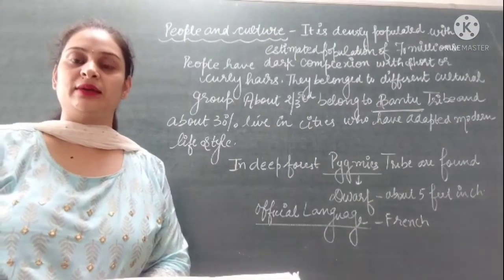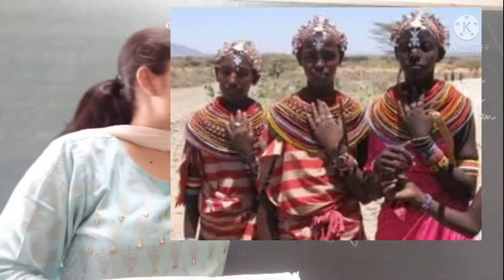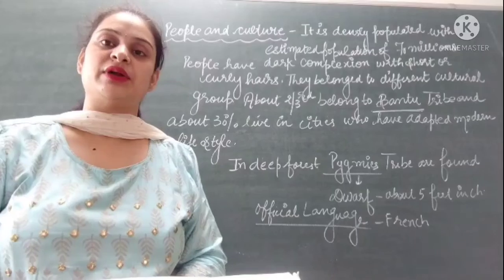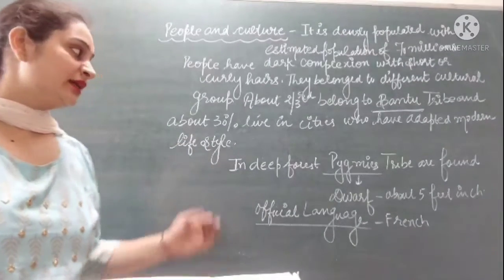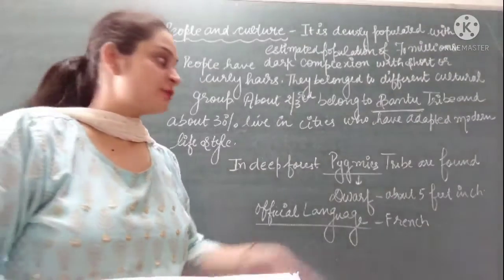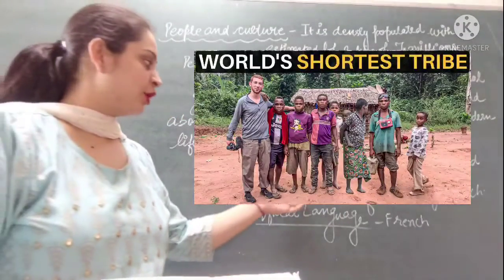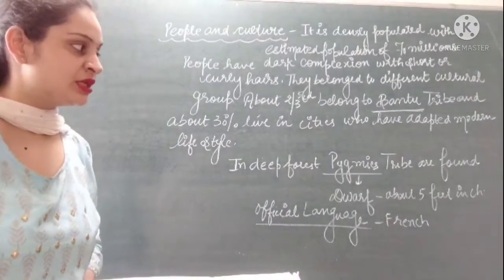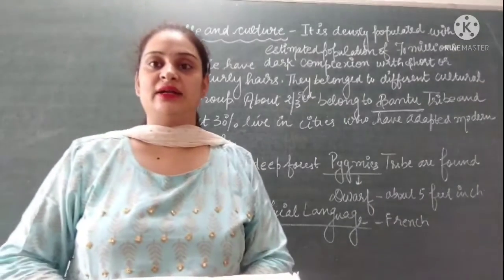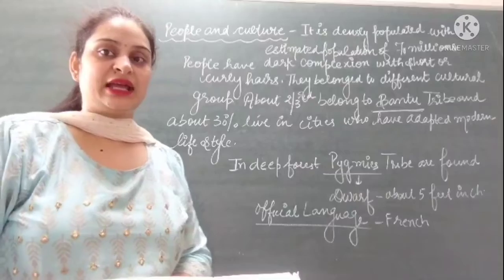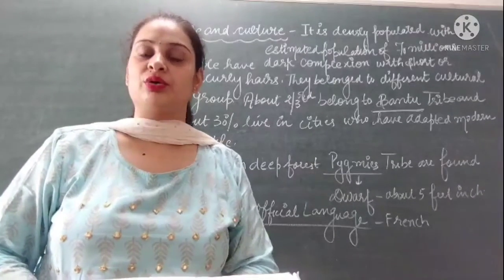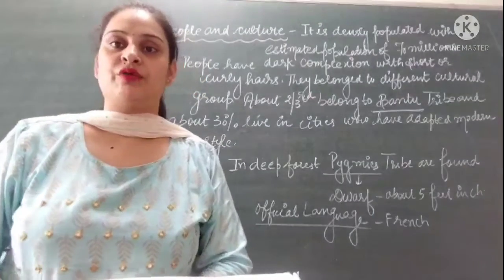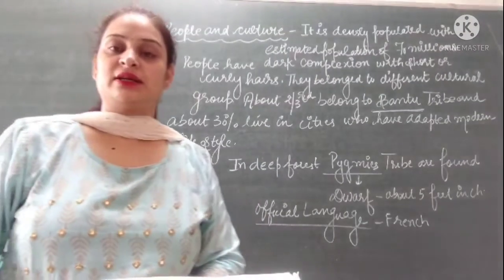About 2/3 of the people here belong to a tribe known as the Bantu tribe, and about 30% of the people of DRC have shifted to the cities and adopted the modern lifestyle. In the deep forest, another tribe found is known as the pygmies. This tribe is dwarf in nature, meaning they have a height of an estimated 5 feet, and they lead a nomadic life. They do not perform farming or grow crops. They eat meat and the fruits and vegetables found in the forest. The official language of this country is French.